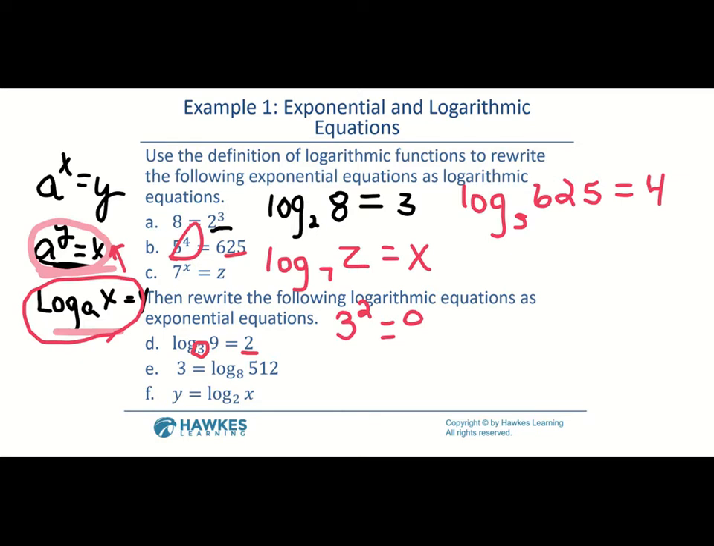Next, we are going to do the log of 512 with base 8 is equal to 3. So it's going to be 8 to the third power is equal to 512. And then our last one down here, we're going to have 2 to the y power is equal to x.